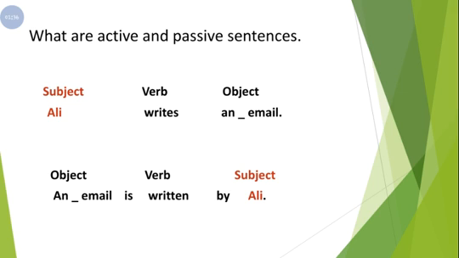Now look at the sentence. An email is written by Ali. In this sentence, subject is at the end and our primary focus is on the object. So through these two structures, we can know that either the sentence is of active or passive. In active sentences, we give much emphasis on the subject, and in passive sentences, our emphasis remains on the object.